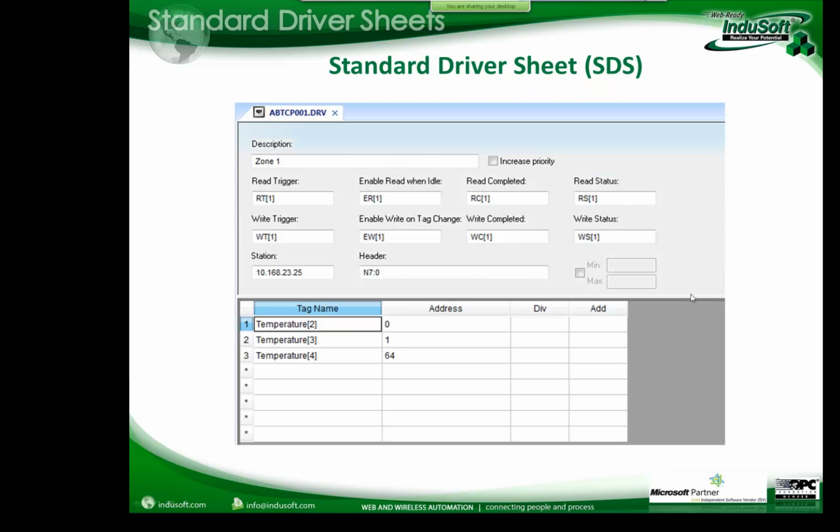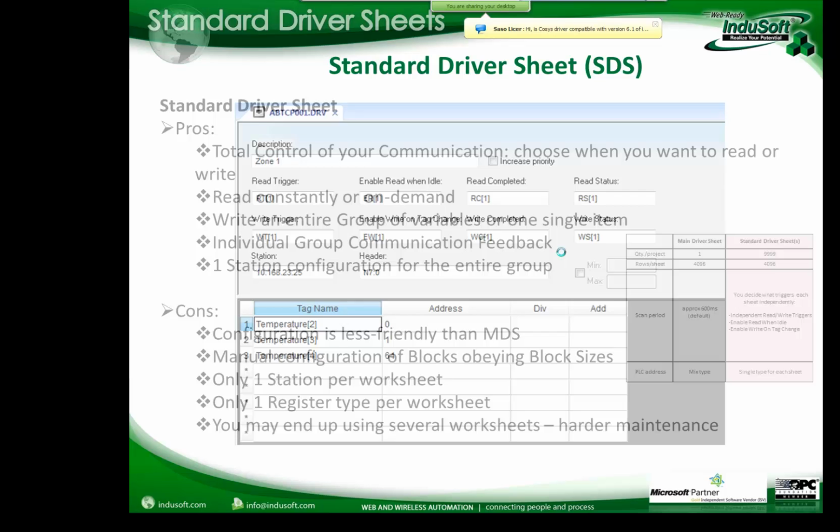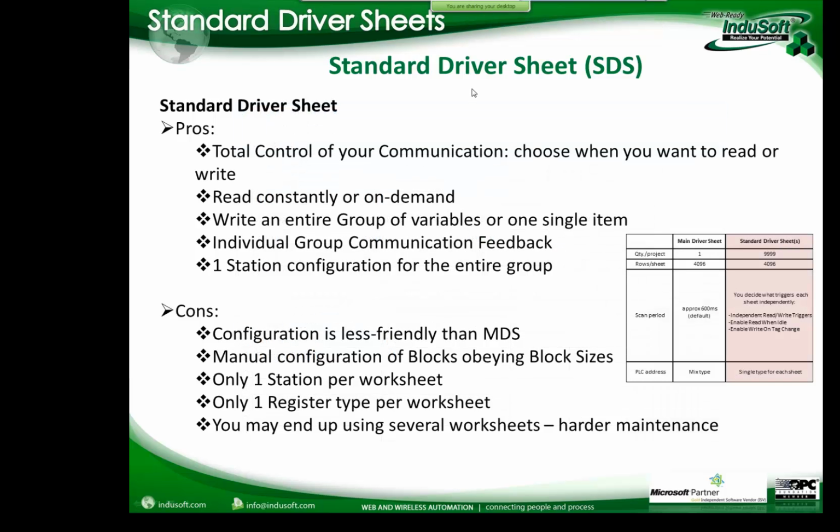Alright, so we are passing 1 hour already, so I'm gonna need to rush a little bit about the standard driver sheet. A good thing about the standard driver sheet is that you have full control of what's happening. A good thing is that you configure the station field just once. The bad thing is that you only have one type of address per worksheet, but you have the triggers and the enable read and the complete and the status for each one of these worksheets. So you can know when you finish writing something on this specific worksheet. You can decide when you're going to specifically read that. We're going to discuss that on these next slides here.